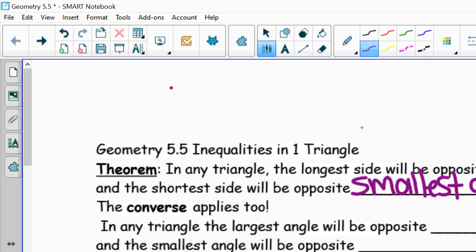The converse of that applies too. Remember, converse means we trade places with the hypothesis and the conclusion. So the converse of that would say, in any triangle, the largest angle will be opposite the longest side. And the smallest angle will be opposite the shortest side.